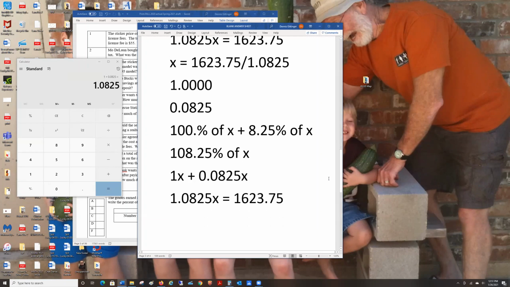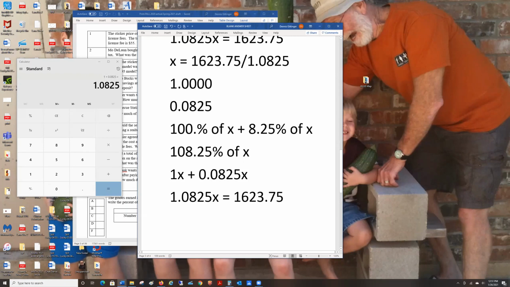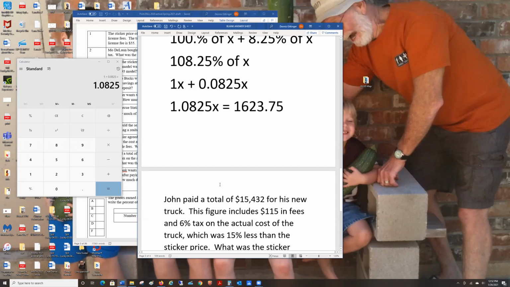All right, now here's a big clue. When you have percent of something, that means multiply. Like 50% of 12 is 6. You multiply 12 by 0.5. Okay, cool. And of course, 100% is 1. 8.25% is 0.0825. Again, we divide.